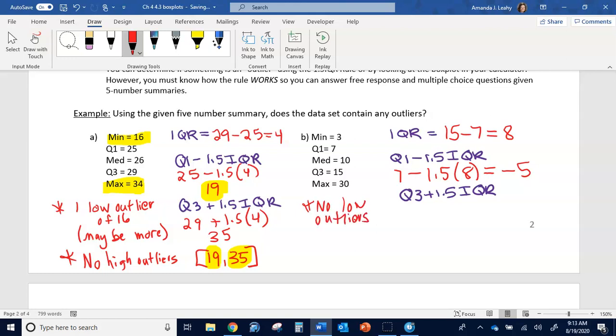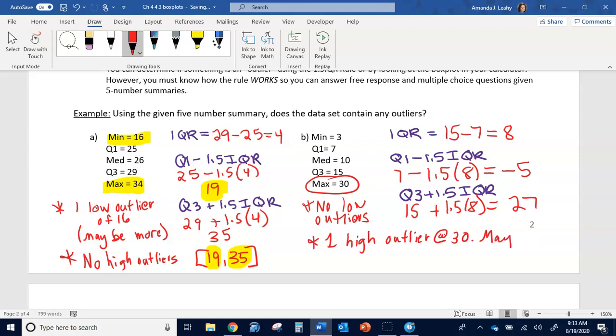Okay. Do the same thing here with Q3. I'm going to take 15, and I'm going to go plus 1.5 times 8. Okay, so 15 plus 1.5 times 8 gives me 27. Now my maximum value is 30. So I know that there is at least one high outlier at 30. Okay, and there may be more.